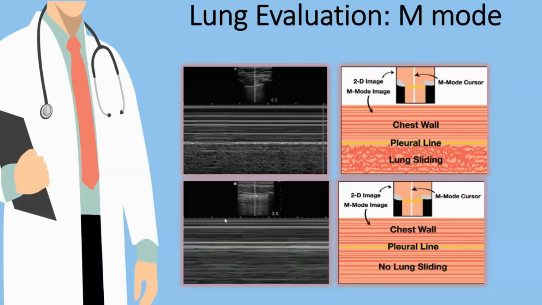So basically you select the M mode from the scan modes on the keyboard, and you push the M mode key, and in normal cases the chest wall will remain stationary while the lung slides below the pleural line, leading to a seashore sign. So that's the top image. When a pneumothorax is present, no motion will be seen below the pleural line, leading to a stratosphere sign.